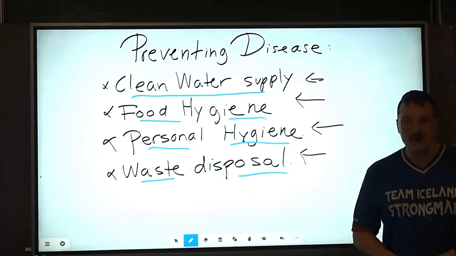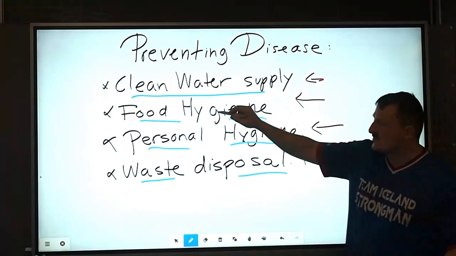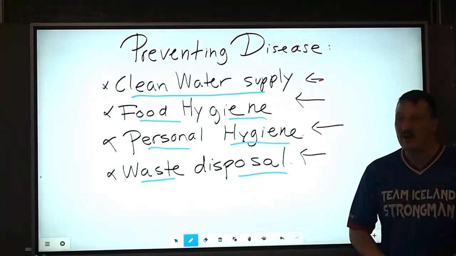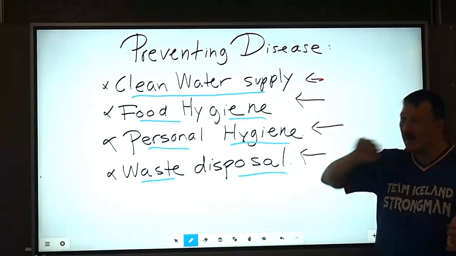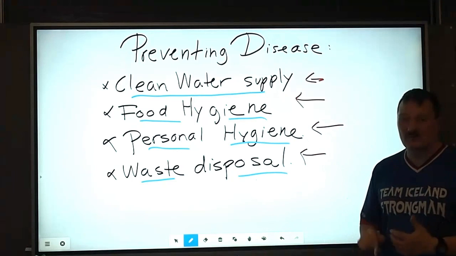So if you work with disaster management planning, it's very important that these things are some of the first things you do when you get to a disaster area. You get people clean water, safe food, you give them soap and a toilet. That's a very, very easy way to save a lot of lives.